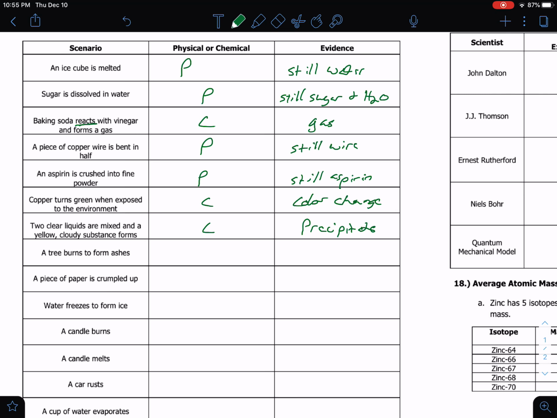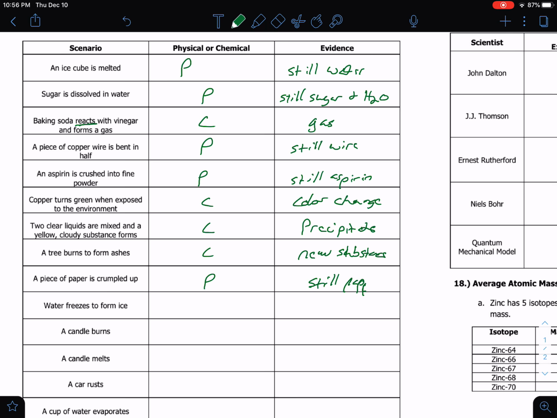A tree burns to form ashes. This is going to be chemical because we can't go back. We're changing the tree into ashes. So this is going to be a new substance now. A piece of paper is crumpled. This is going to be physical. So this is still paper.